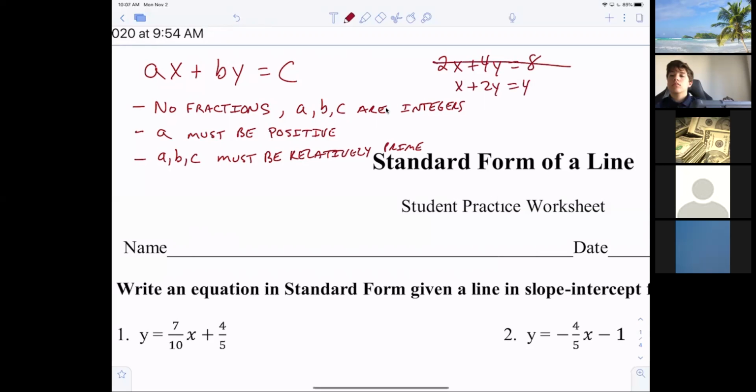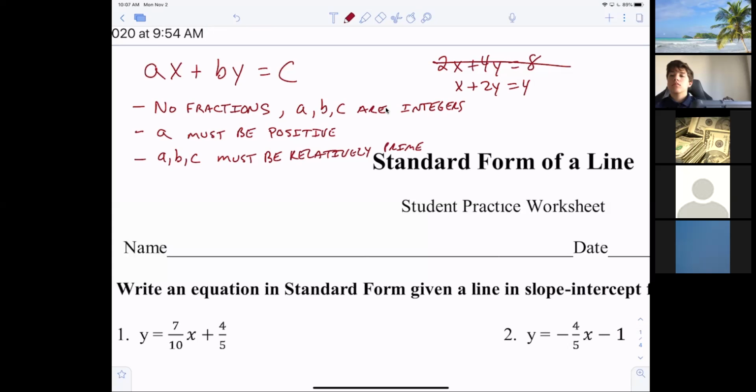So again, these are little rules here. A, B, and C are integers, which basically just means you're not allowed to have fractions. A must be positive, and A, B, C must be relatively prime. So those are the rules. You want to keep that in mind.